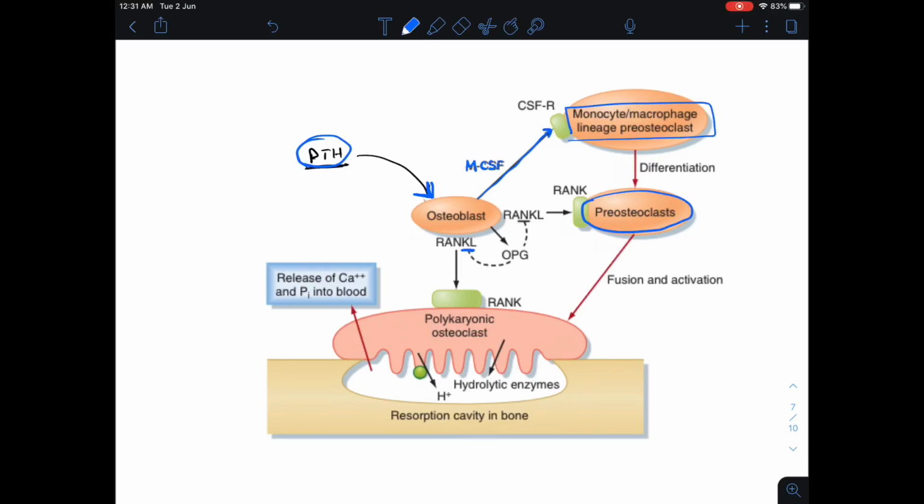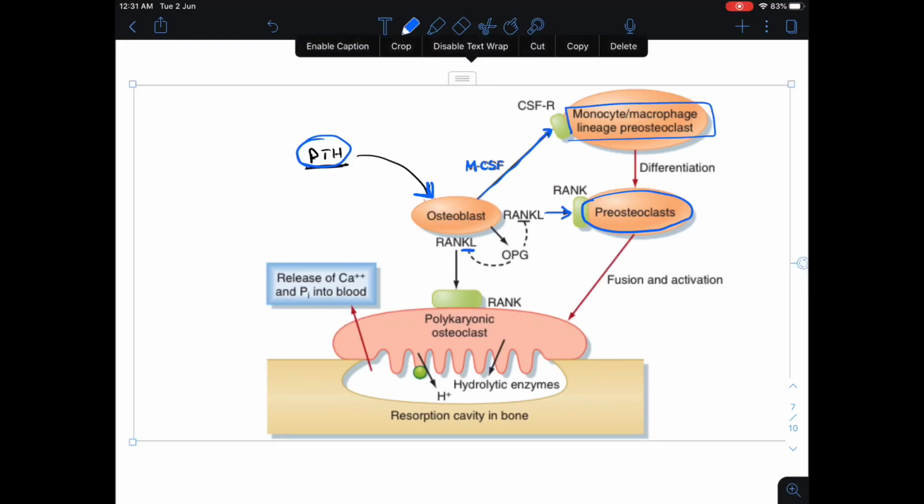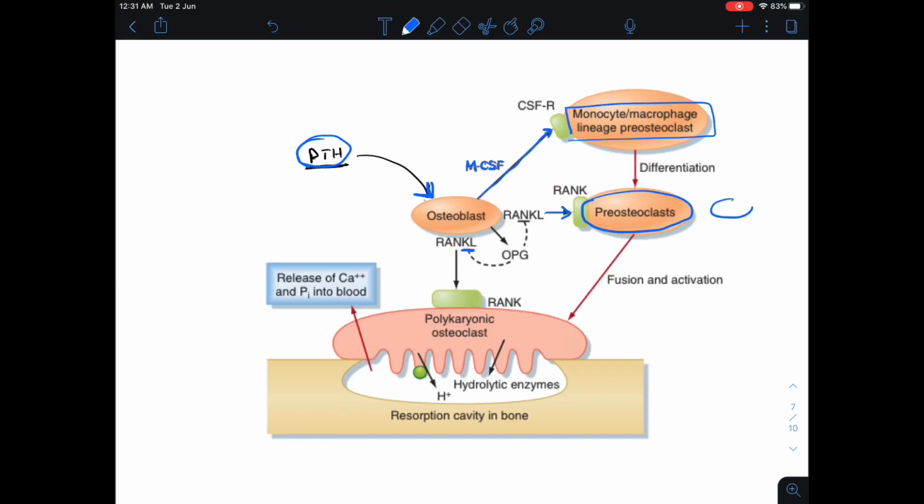Okay, this RANK ligand will bind to this RANK receptor and promote the, it is not just a single cell, right? Many pre-osteoclasts will be there. This will promote their fusion, leading to giant multinucleated osteoclasts. And there is OPG. It is also a protease-like thing which inhibits the binding of RANK ligand to the pre-osteoclast and thereby stops the differentiation.